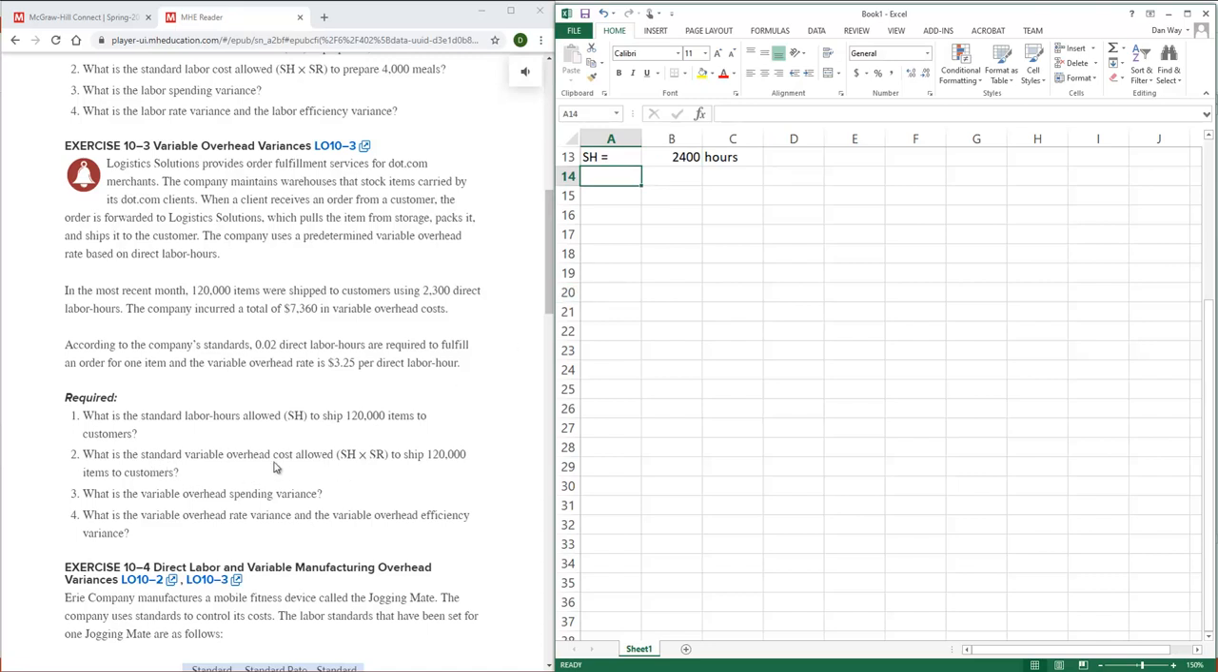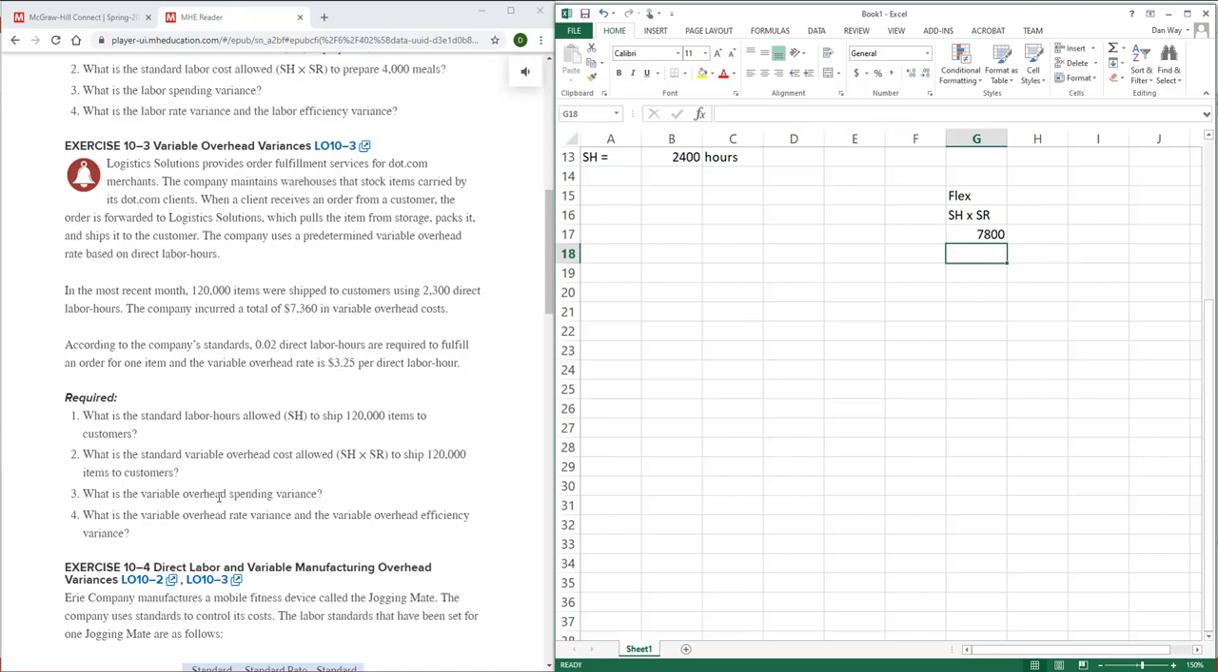Number 2 said, what's the standard variable overhead cost allowed? So the standard hours times the standard rate to ship these 120,000 items. So again, we're thinking about basically our flex budget, standard hours, standard rate. We just found the standard hours at 2,400. We know that that standard rate per hour is the $3.25 that I'm hovering over at this point. So multiply that by the 2,400. And our flex budget item, our standard hours, standard rate, $7,800.